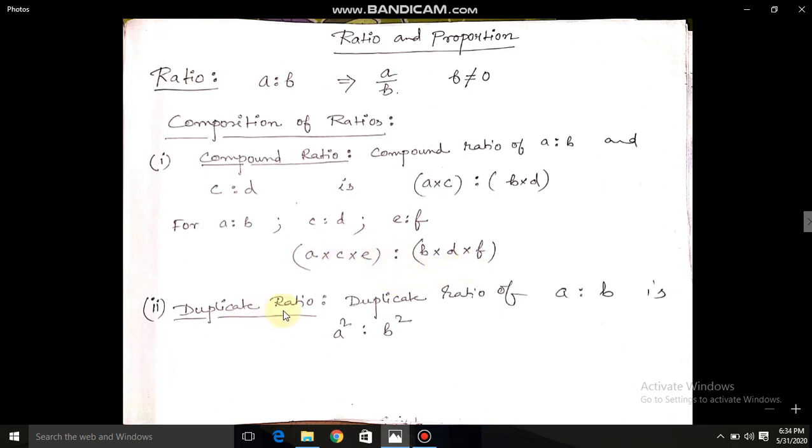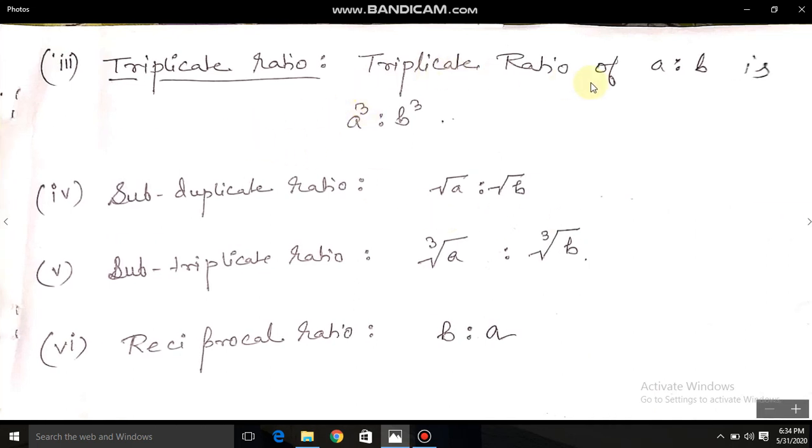Now duplicate ratio. Say you have a ratio A is to B. The duplicate ratio of A is to B is A square is to B square. Now triplicate ratio. Say you have the same ratio A is to B, then the triplicate ratio of A is to B is A cube is to B cube. Subduplicate ratio is root A is to root B. Subtriplicate ratio is cube root of A is to cube root of B. Reciprocal ratio is B is to A. I am saying all this when A is to B is the given ratio.